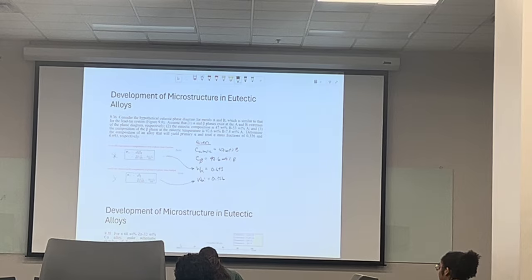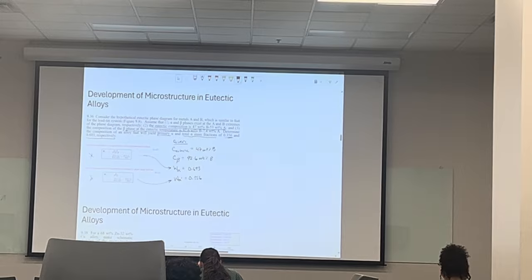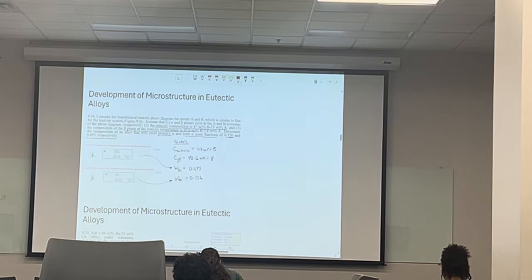Basically, this guy is here. And they gave us the composition of the eutectic phase, which is 47%, so basically this guy. They gave us the composition of the beta phase, which was at 92.6%. And they gave primary alpha and total alpha mass fractions, which are these respectively. I have those written out already. And so essentially for this problem, we're just utilizing the lever rules that we have here off to the left side.